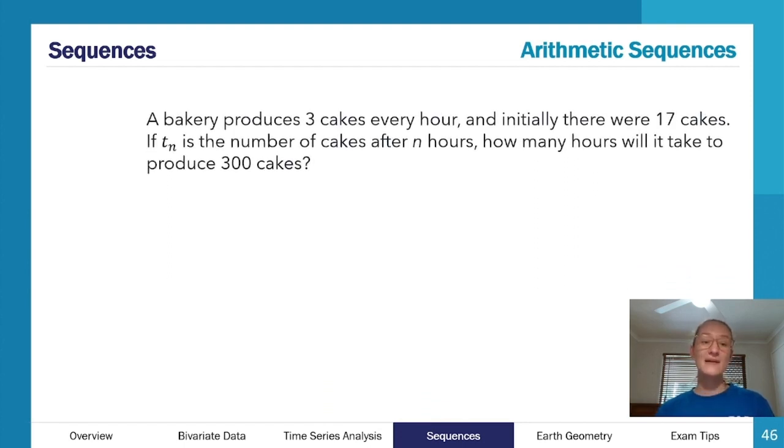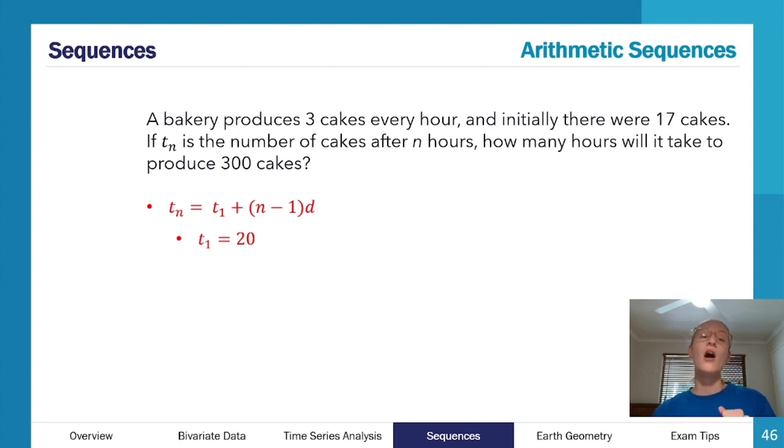Just another quick example. A bakery produces 3 cakes every hour. Initially, there were 17 cakes. If Tn is the number of cakes after n hours, how many hours will it take to produce 300 cakes? So again, you could use recursion to solve this, but it also makes sense to use our formula. Here, in my opinion, is where sequences get the trickiest.